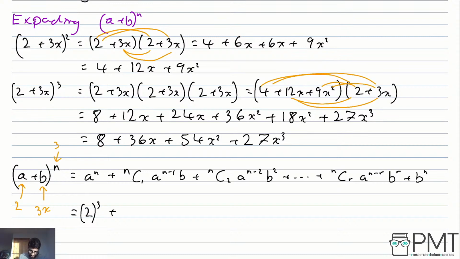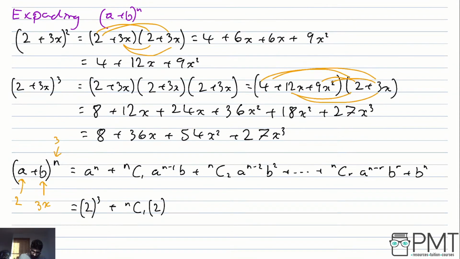And then I'm going to have nC1. So I'll leave that there for a sec. If anyone knows what nC1 stands for, let me know in the comments. But I'll just write the a and b terms first. So I have nC1, a to the n minus 1, but we know that a is 2, n is 3, so that's 3 minus 1, and then b. What is b? b is 3x.